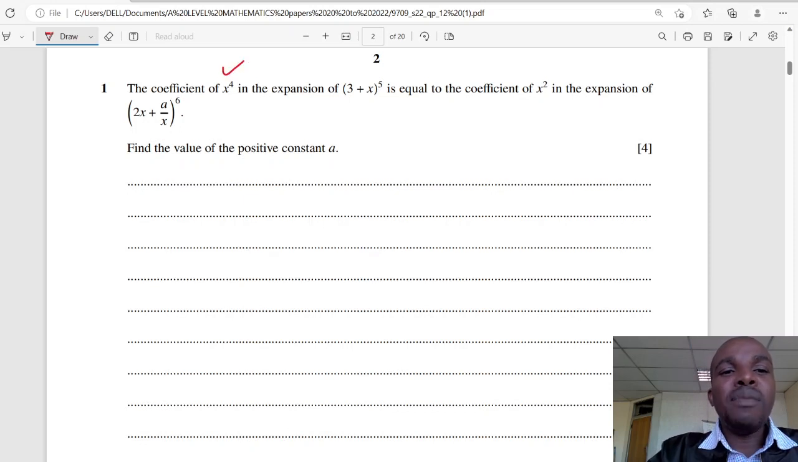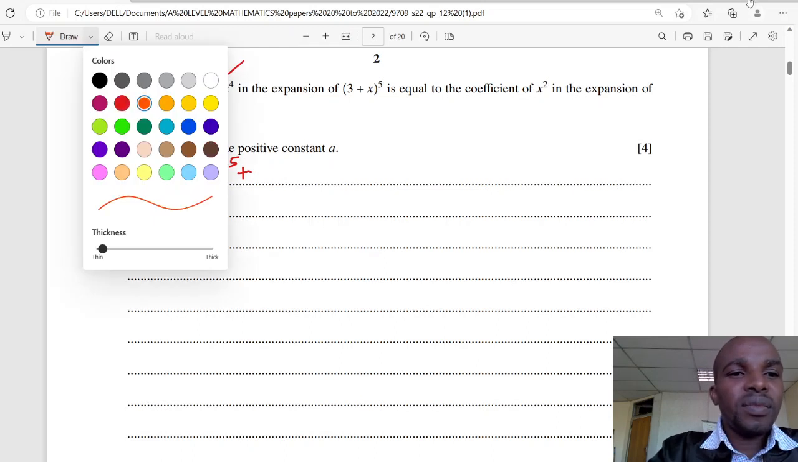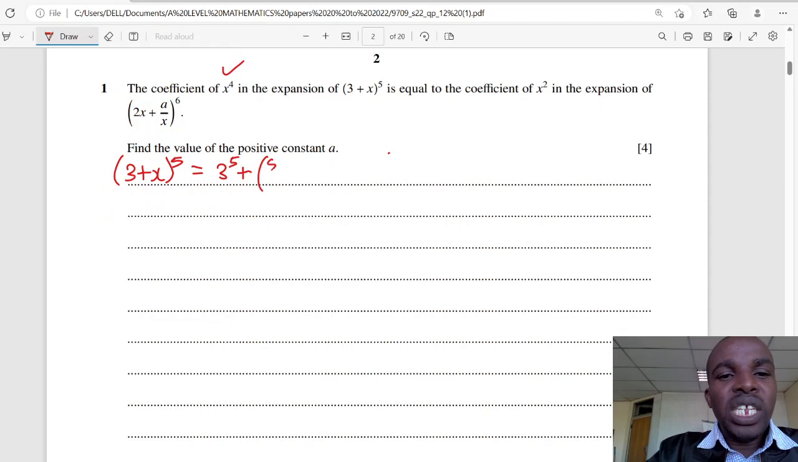Right, we want to find the coefficient of x to the power 4. So let's find the term in x to the power 4 in the expansion of (3 + x) to the power 5. So n is 5. It will be a to the power n, 3 to the power 5, plus then n choose 1, which is 5 choose 1. Then it will be a, 3 to the power 5 minus 1 is 4. Then times b. Your b is your x to the power 1.